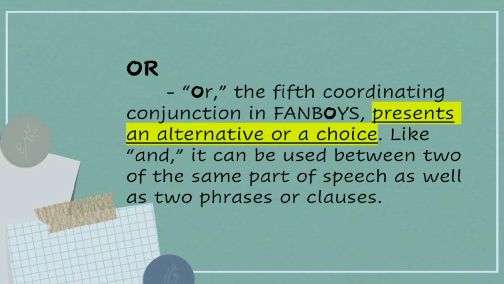Okay, so or is the fifth coordinating conjunction in fanboys. So it presents an alternative or a choice. So like and, it can be used between two of the same part of speech as well as two phrases or clauses.